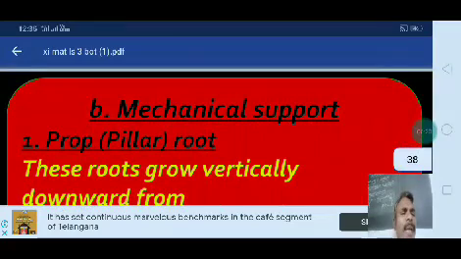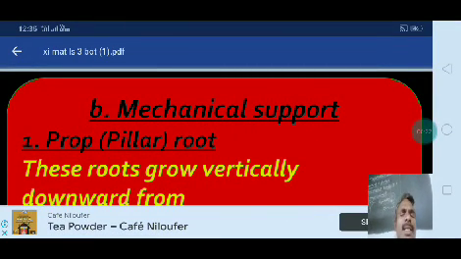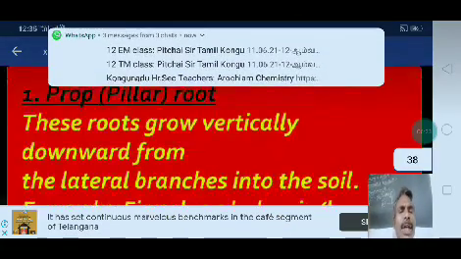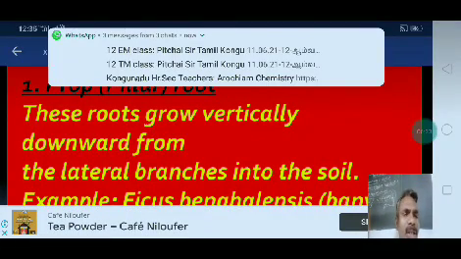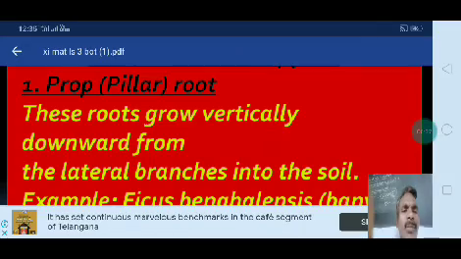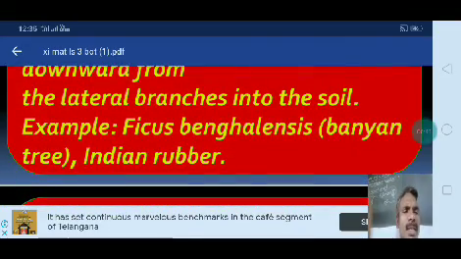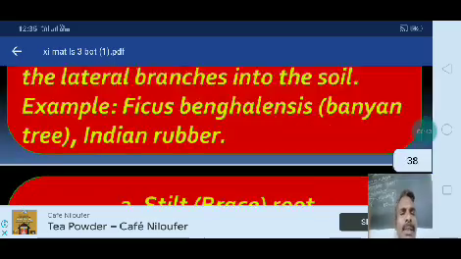Okay. Next, mechanical support. In mechanical support, there are 4 types of mechanical support roots in adventitious roots. Prop roots, pillar roots. These roots grow vertically downwards from the lateral branches into the soil. Example, Ficus benghalensis, banyan tree, Indian rubber tree.